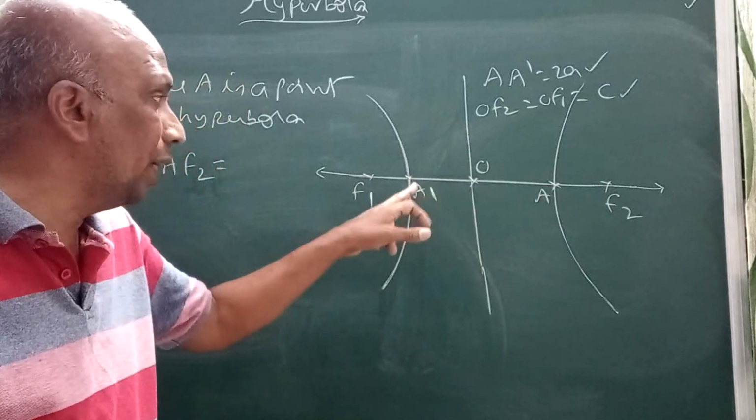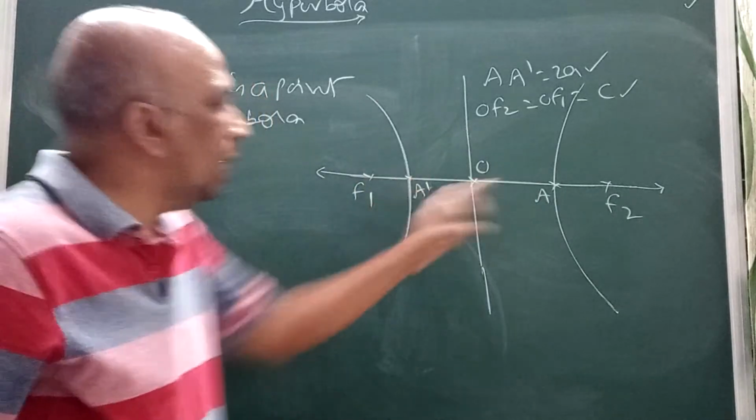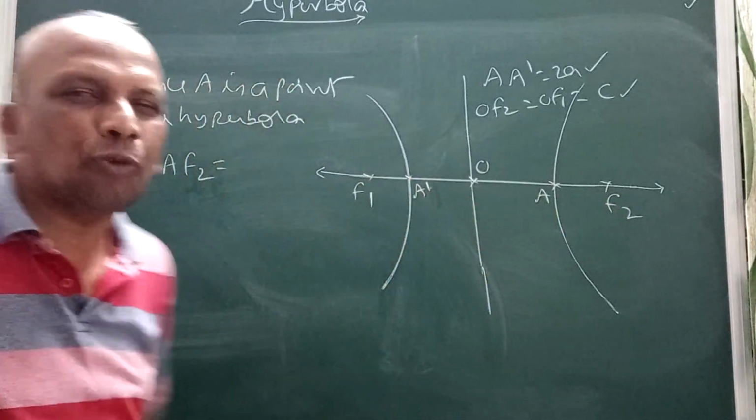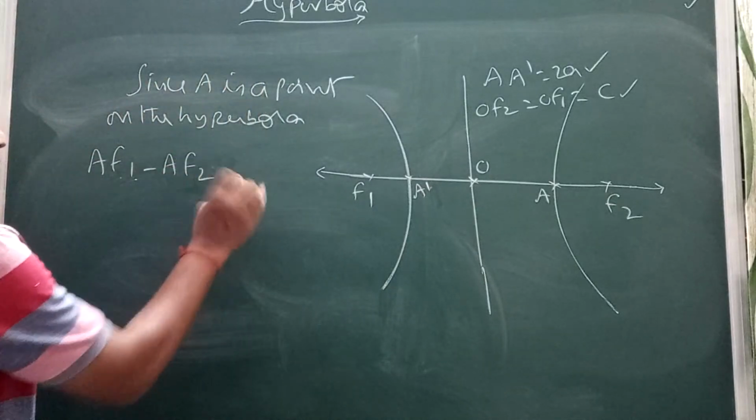Suppose you take this as the point A dash. If A dash is a point on the hyperbola, you can take A dash F2 minus A dash F1 also. No problem. I have taken this. What about this value? You can check that.